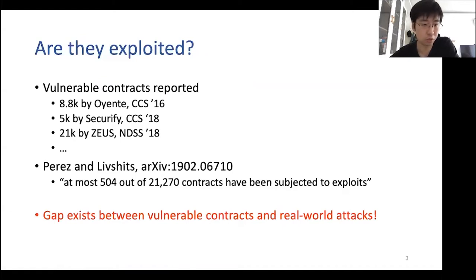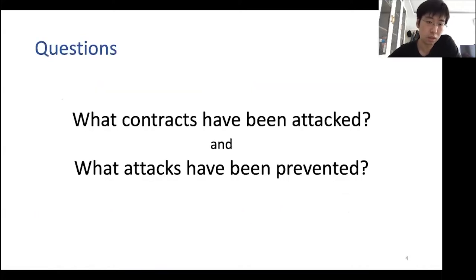However, a recent report from Perez and Livshits shows that at most only about 2% of these contracts are really attacked. So clearly there is a gap between vulnerable contracts and real-world attacks. In this paper, we try to fill this gap by answering two questions. What contracts have been attacked and what attacks have been prevented?